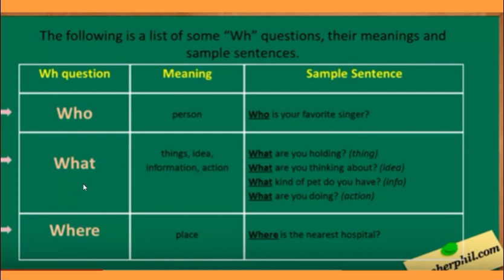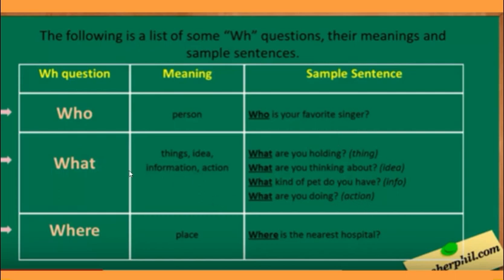The next WH word we have is what. As I told you, we ask about a thing, idea, information, or action. Here we have some examples. We can say, "What are you holding?" It is a thing. "What are you thinking about?" This one is an idea. "What kind of pet do you have?" This one is general information. "What are you doing?" This is an action.